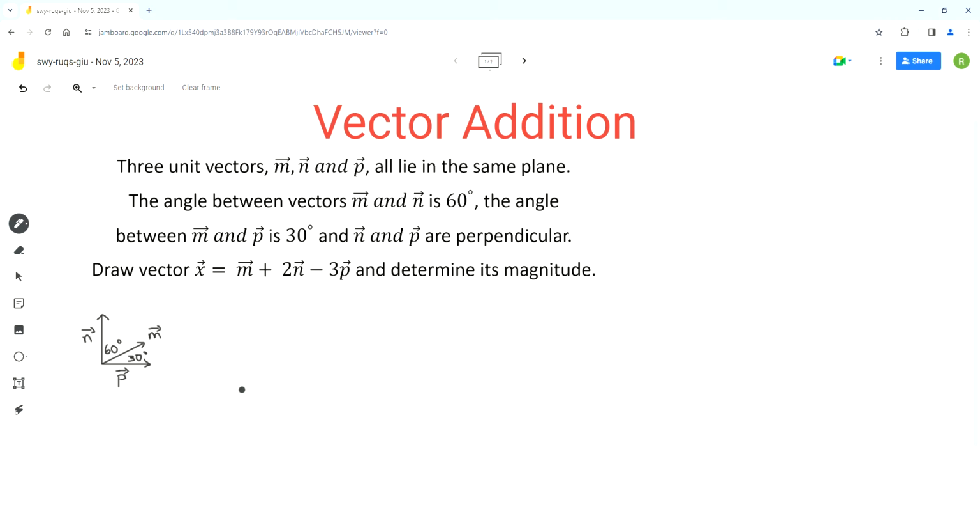Now we have to draw vector x, which is a sum of these three vectors: m, 2n and minus 3p. So for that we'll draw a separate vector diagram. So the first vector is vector m. So we have to draw a vector which has the same magnitude and same direction as the vector m we just drew.